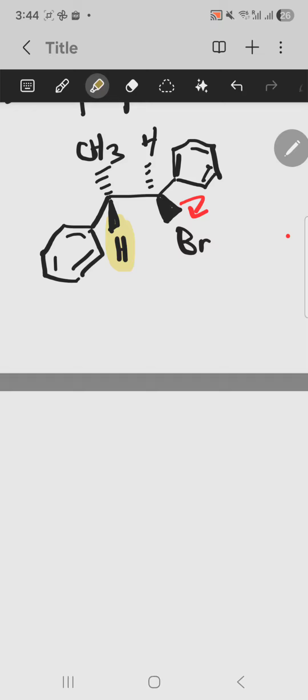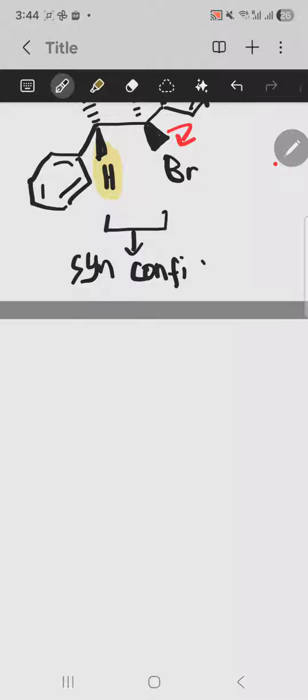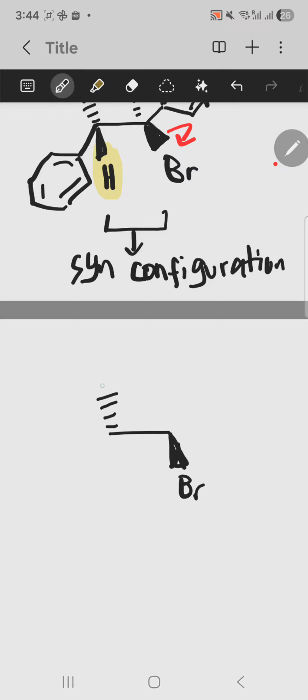However, for elimination process, the position of both atoms is preferably in anti-configuration. What is anti-configuration? How about this configuration? What is it called? This is called syn configuration because both atoms are on the same side. So what is anti-configuration? Anti-configuration is when bromine is here and the hydrogen is on the other side. So this is called anti-configuration.